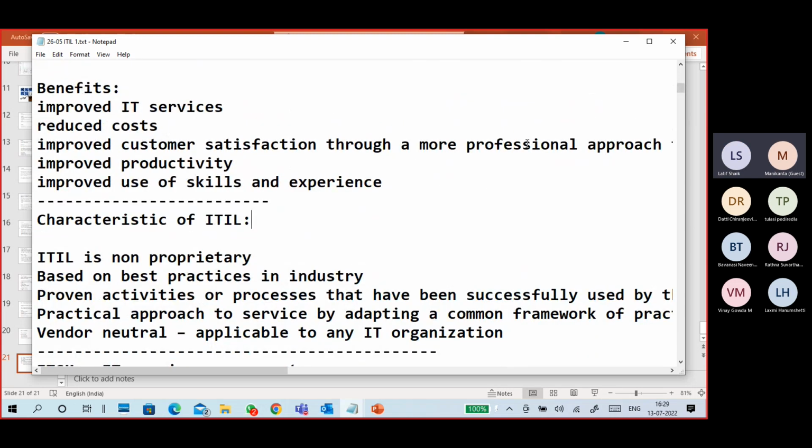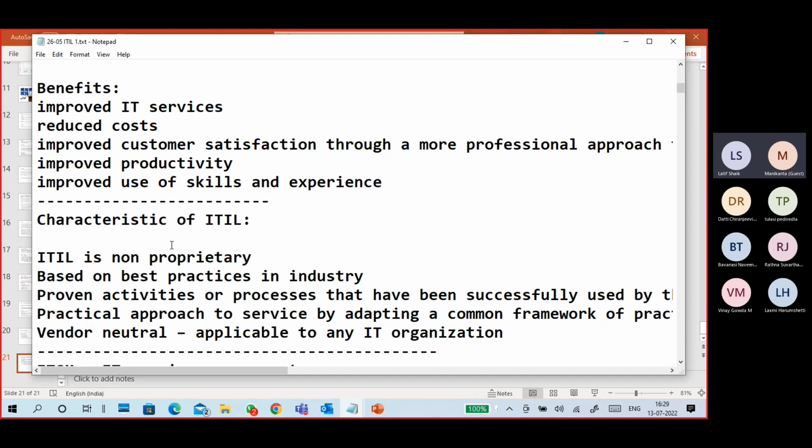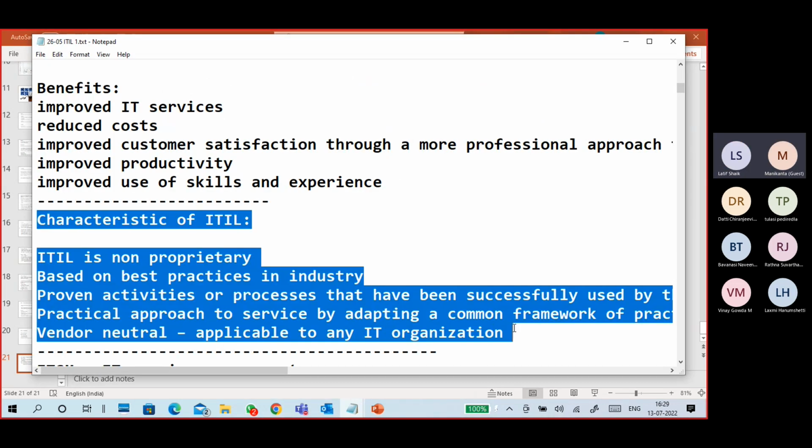I'm going to talk about what SLA, OLA, and UC are. That only I will tell. So this characteristics part is a small part.